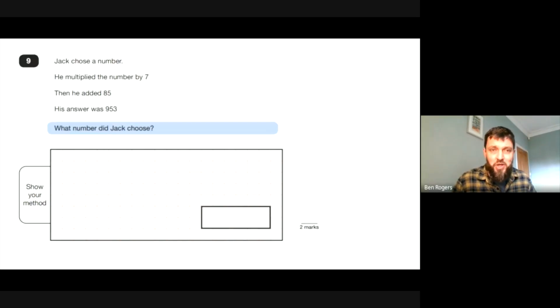Have a look at this one. It makes your head hurt, I think. But again, question number 9, you can be pretty sure that the majority of children would be able to do this.